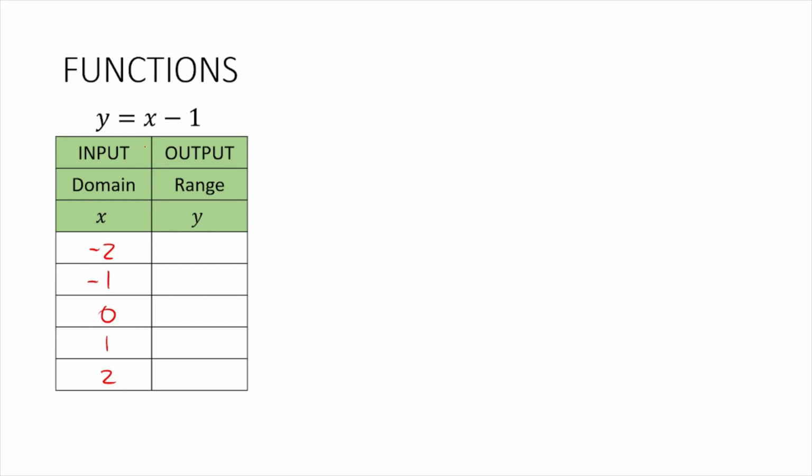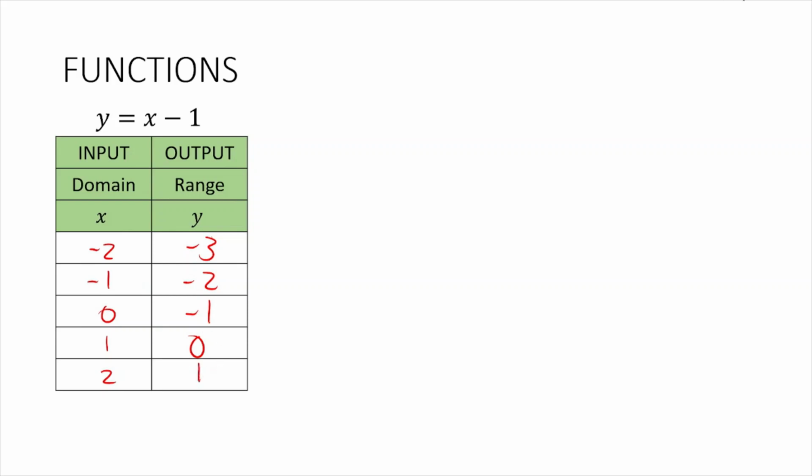If x is -2, then y is -3, right? From this equation, if we plug in -2. Now, if we plug in -1, that would be -1 minus 1, so that's -2. If we plug in 0, then y is -1. If we plug in +1, then we get 0 as the y value. If we plug in 2, then we get +1.